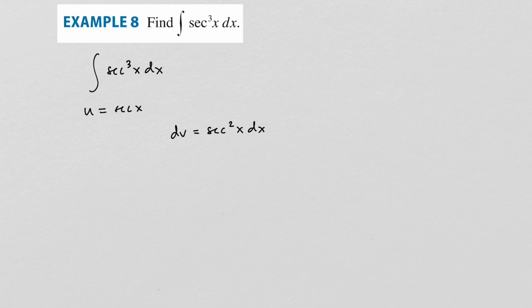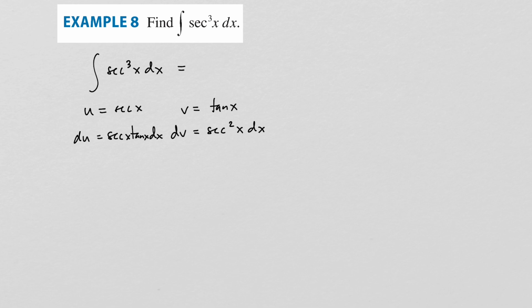Now, why is this my choice? Well, one, we know that when we multiply these, we have to get secant cubed. But why did I choose these the way that I did? Well, simple. If dv is secant squared, then v is the antiderivative of secant squared, which we know is tangent. And if u is secant, then du is secant tangent.